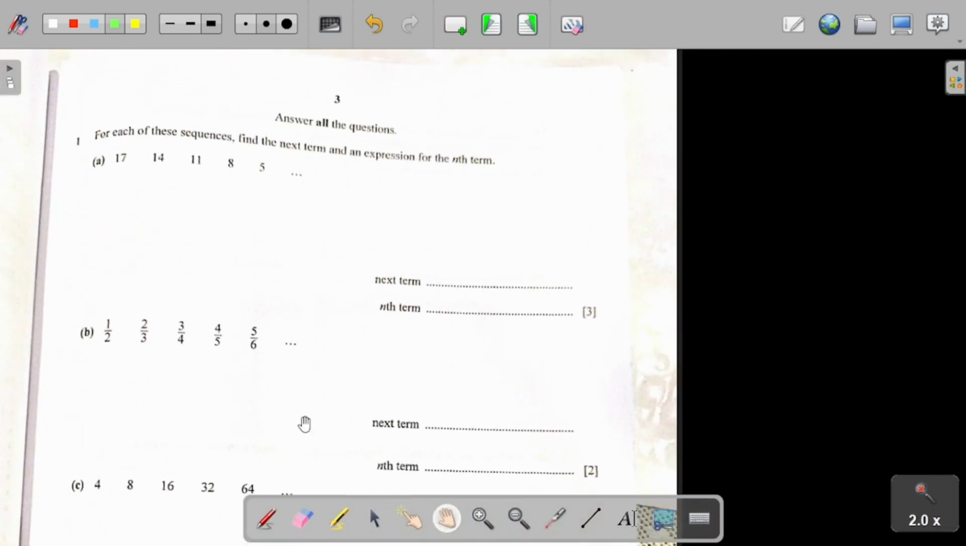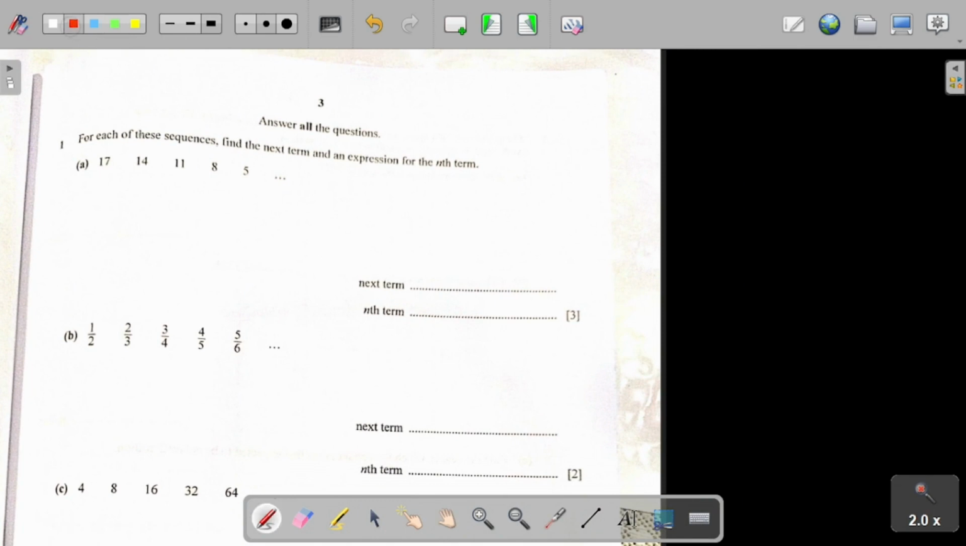Okay, let us see this question first. It is saying, for each of these sequences find the next term and an expression for the nth term. So let us try to find its difference. Here we take second term minus first term, so it is 14 minus 17, and basically we are getting minus 3. So it is minus 3. Again you can see here it's minus 3.